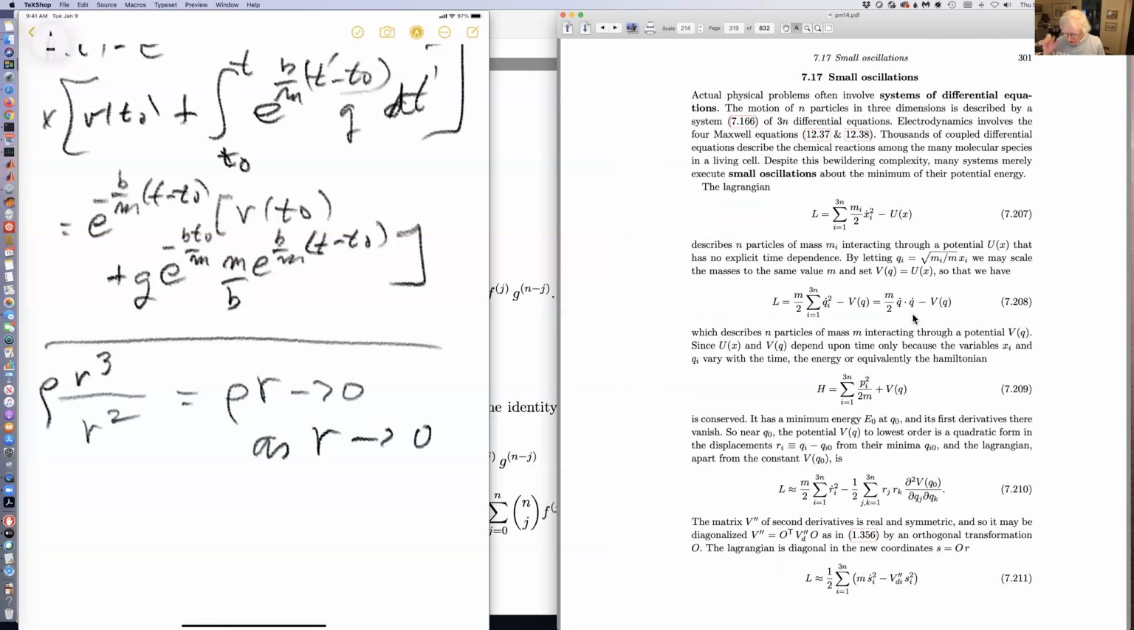Now here comes small oscillations. This is very important in physics. And it just explains an enormous amount of, I mean, the examples of small oscillations are just everywhere almost.